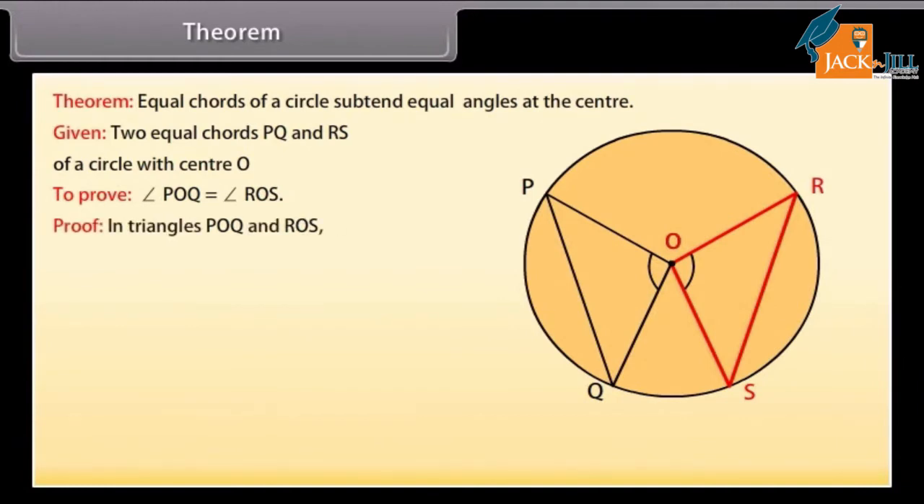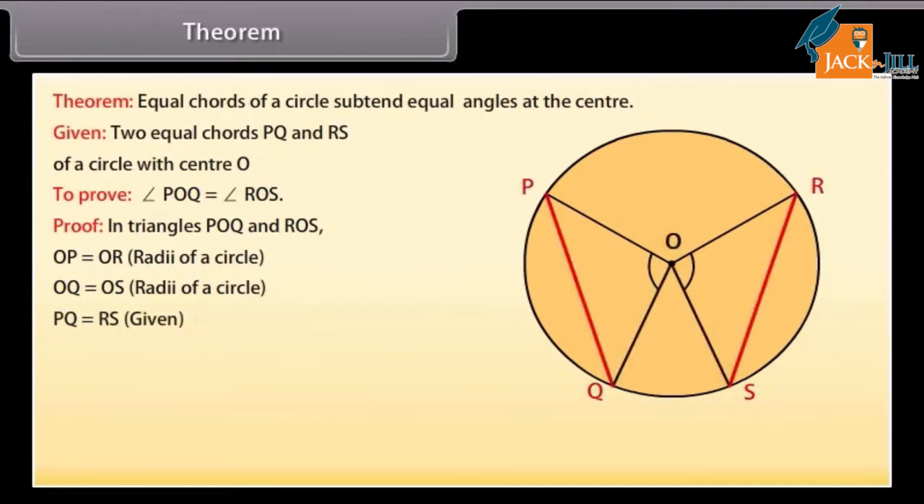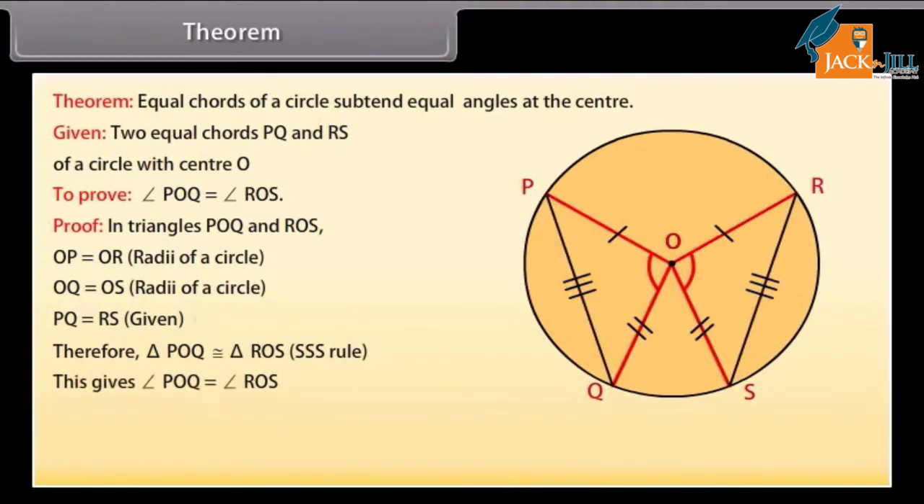Proof. In triangles POQ and ROS, OP is equal to OR because these are the radii of a circle. OQ is equal to OS. These are also the radii of a circle. PQ is equal to RS given. Therefore, by SSS congruence rule, triangle POQ is congruent to triangle ROS. This gives angle POQ is equal to angle ROS because corresponding parts of congruent triangles are congruent.